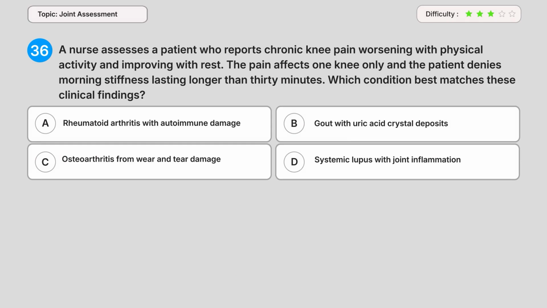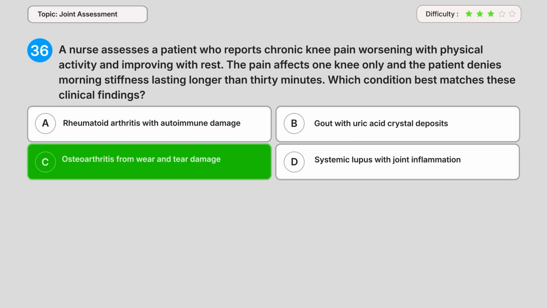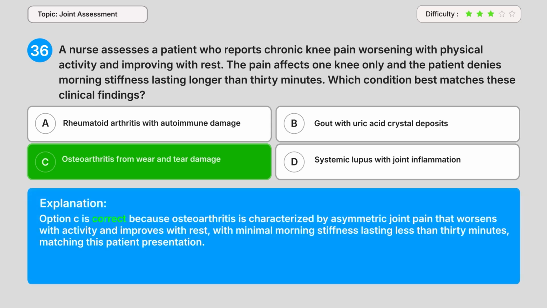Correct answer. C. Osteoarthritis from wear and tear damage. Explanation. Option C is correct because osteoarthritis is characterized by asymmetric joint pain that worsens with activity and improves with rest, with minimal morning stiffness lasting less than 30 minutes, matching this patient presentation.